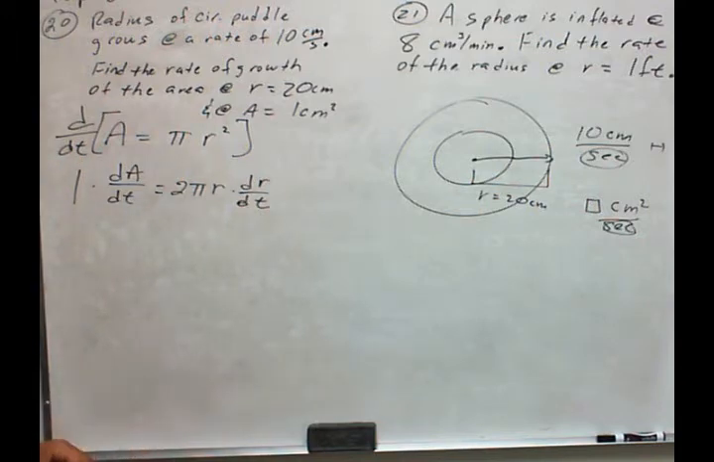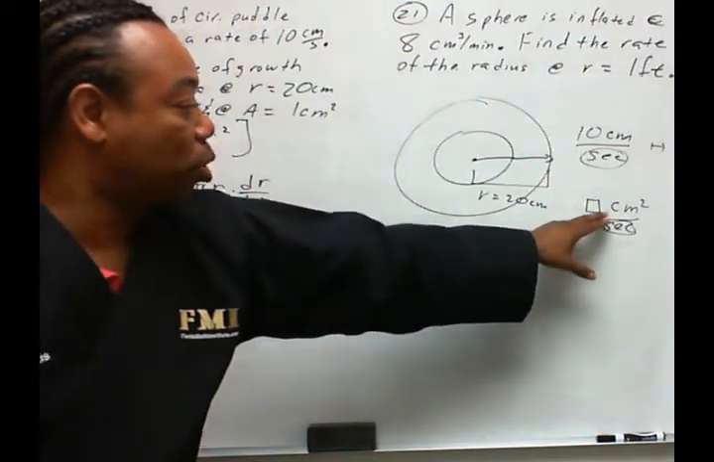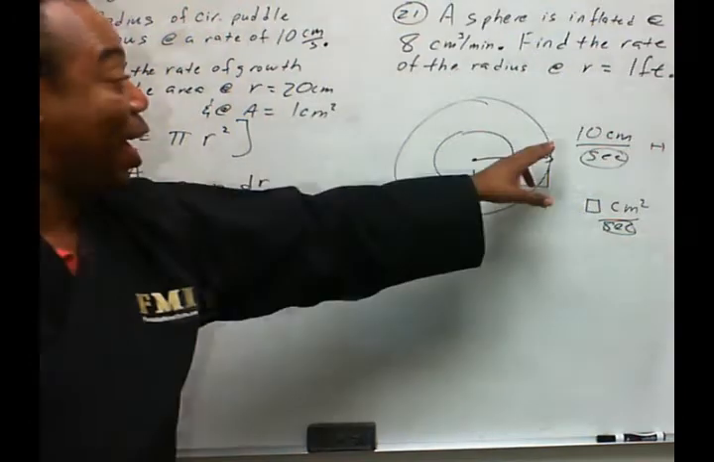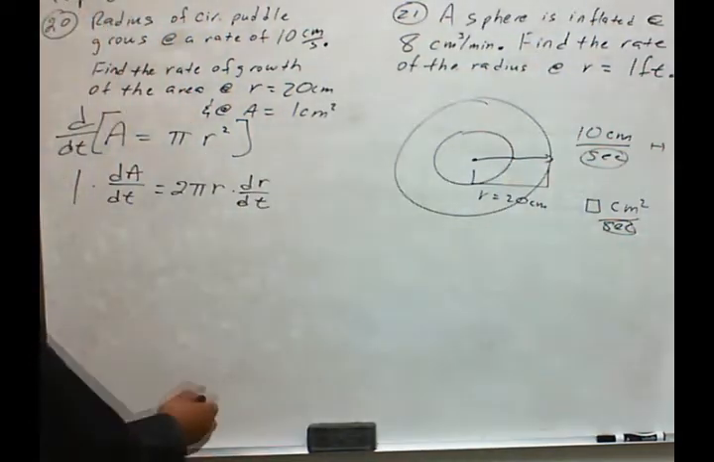Okay, now, this right here is the change of area per time, and that's what we're looking for. This here is the change of radius per time, and that we do have. Here's the change of radius per time. And let's put everything in.